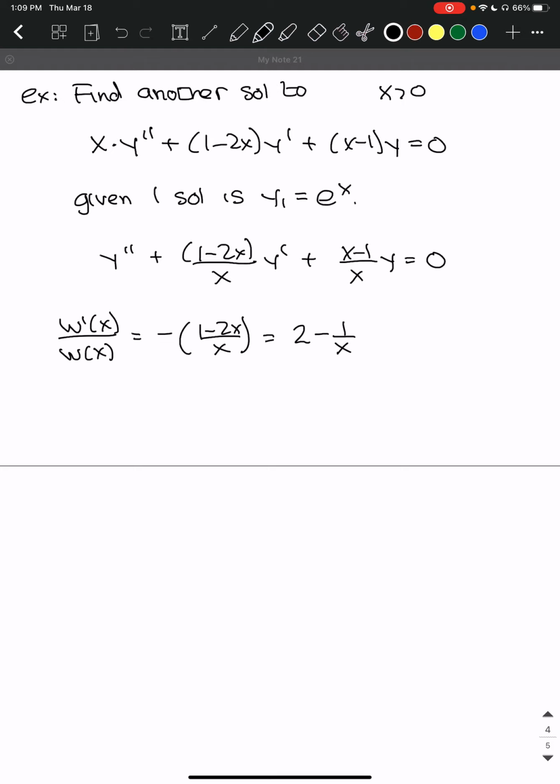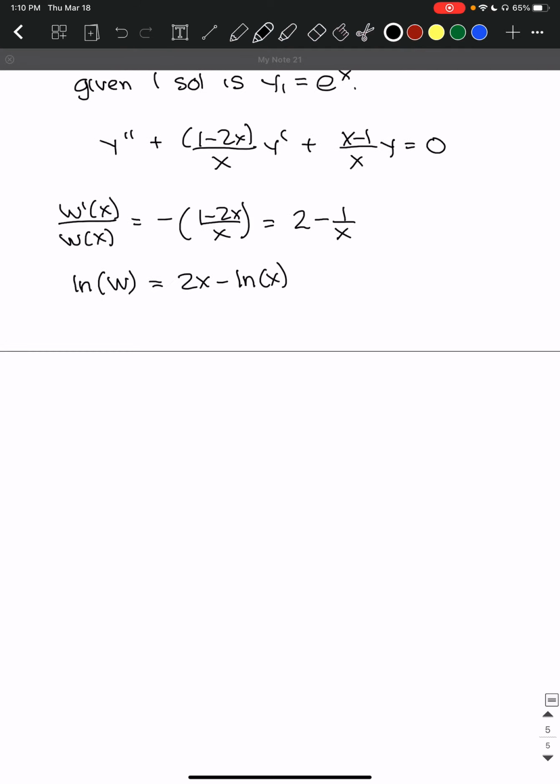Okay, I can integrate both sides. I know it's weird to think about, but I can, and I get the natural log of w, my Wronskian, is equal to 2x minus the natural log of x. Okay, and then I can solve for w. I exponentiate both sides, and I get w is equal to e to the 2x minus log of x. I know with subtraction that I can combine these into e to the 2x times e to the minus log of x. And we saw that this can simplify to 1 over x e to the 2x. Great.